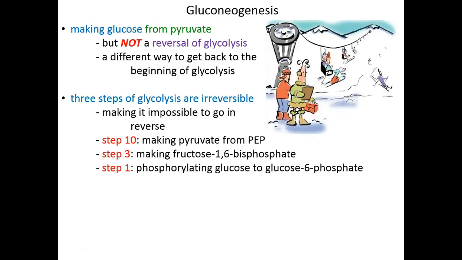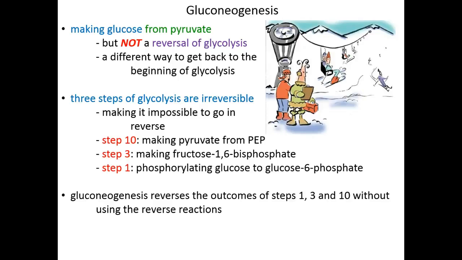So in glycolysis, Step 10 is the conversion of phosphoenolpyruvate into pyruvate. Step 3 is the production of fructose 1,6-bisphosphate from fructose 6-phosphate. And of course, Step 1 is the phosphorylation of glucose to glucose 6-phosphate. Those 3 steps cannot go in reverse. Gluconeogenesis, all it really does is reverse those 3 steps.